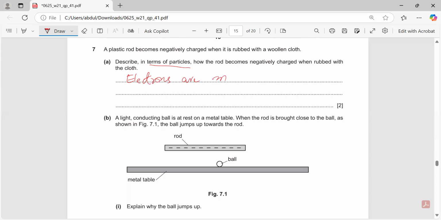Electrons move from woolen cloth to plastic rod. So number of electrons in plastic rod are more than protons. So it becomes negatively charged, whereas woolen cloth has become positively charged.